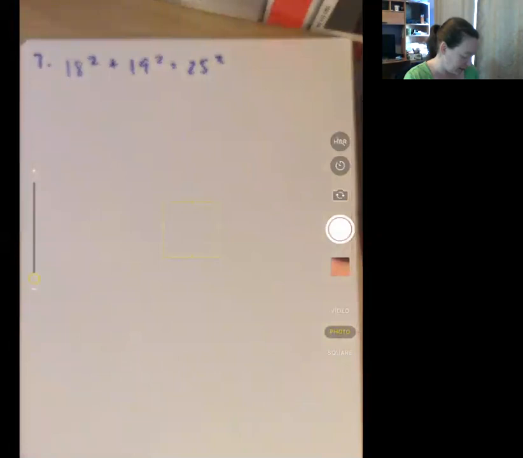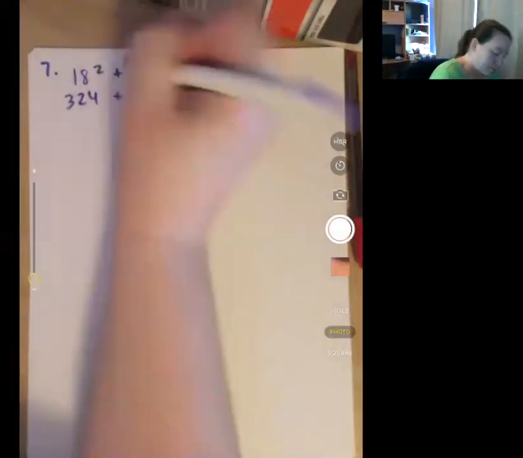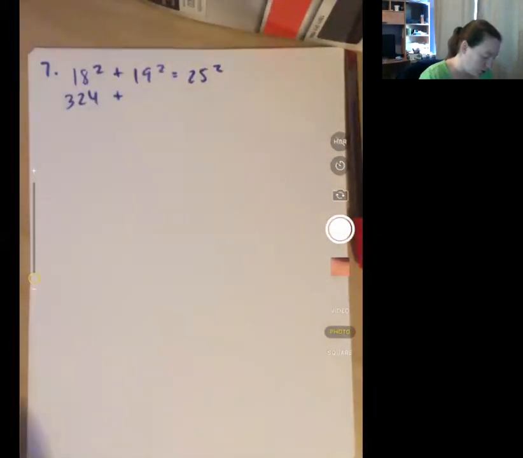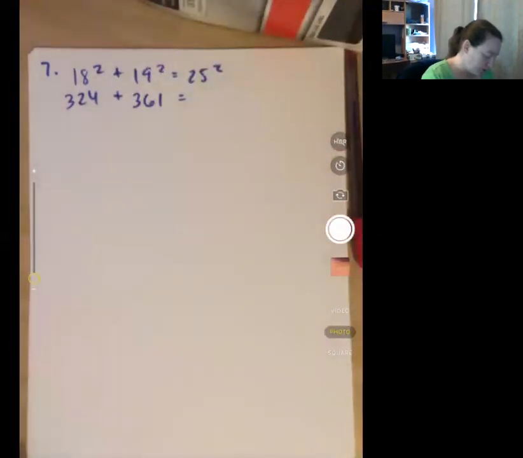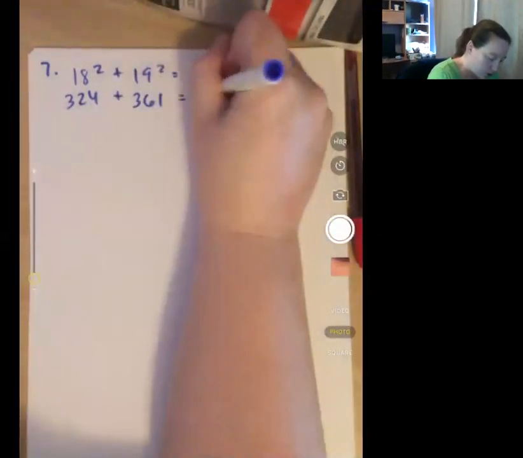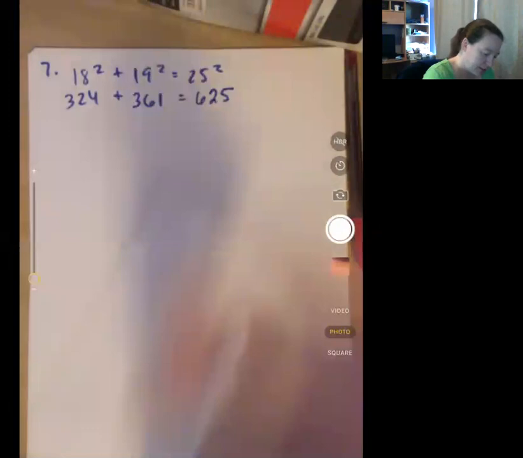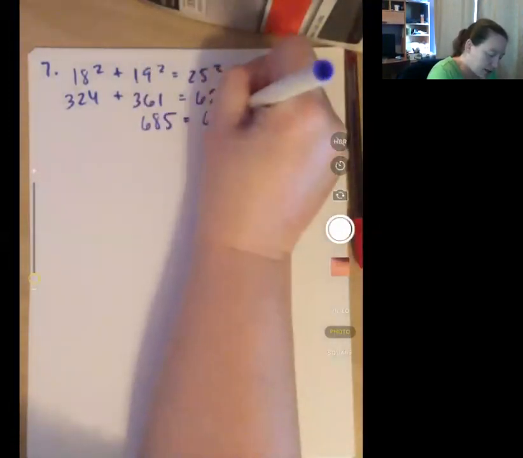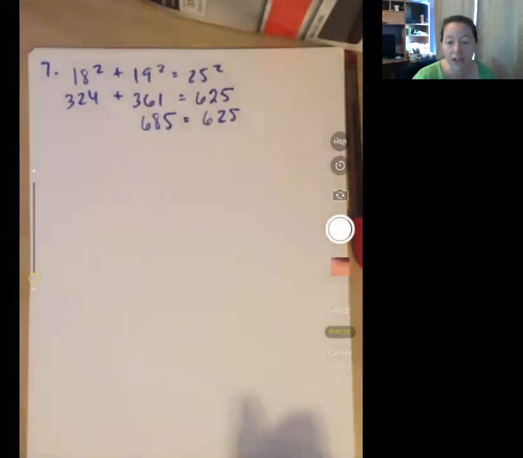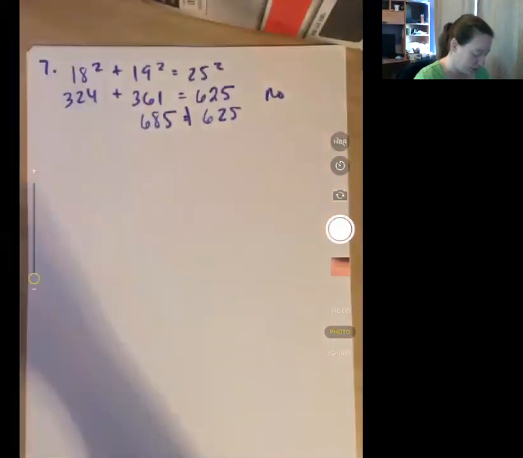Let's see. 18 squared is 324 plus 19 squared, which is 361, is equal to 25 squared, which is 625. 324 plus 361 is equal to 685. Is 685 equal to 625? No, it is not. So nope, that is not a right triangle.